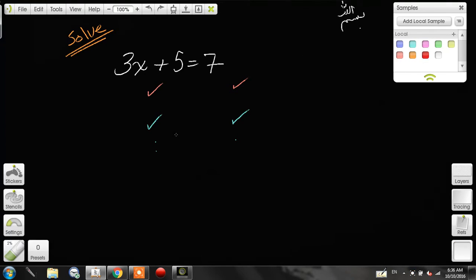So the objective of solving an equation is getting the variable all by itself and everything on the other side, so you know what the value of x is that will make this a true statement. Okay, that's the concept behind solving equations.